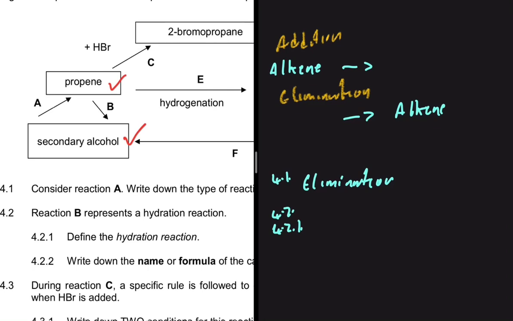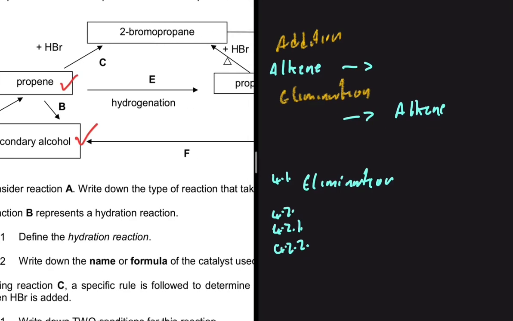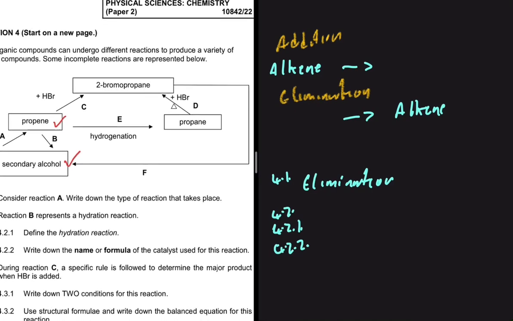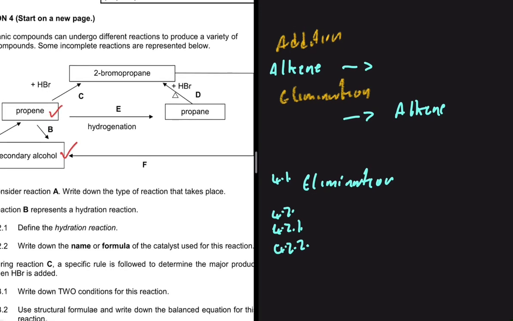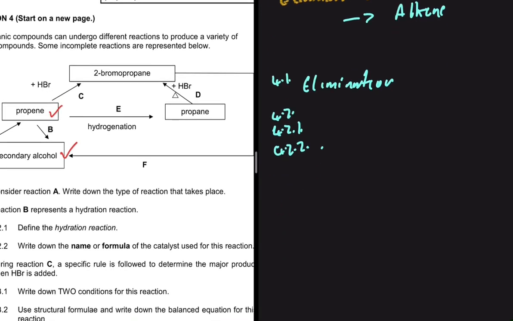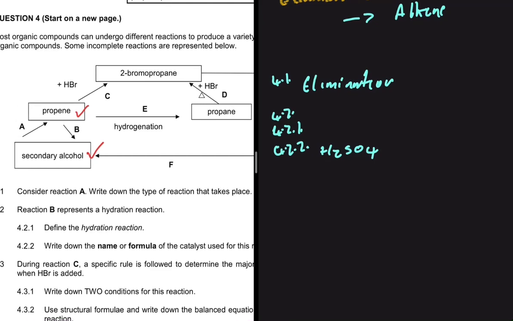And the follow-up question, 4.2.2, write down the name or formula of the catalyst used for this reaction. So a catalyst you can use for a hydration reaction is H2SO4. So we can use sulfuric acid as a catalyst for a hydration reaction.